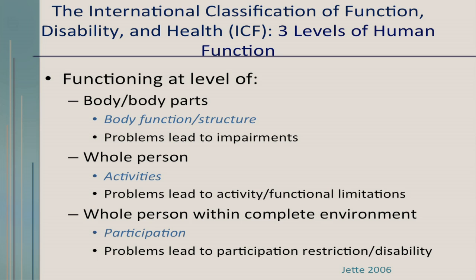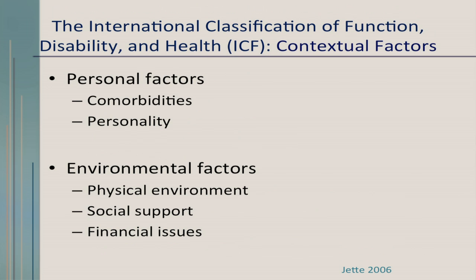There's also in this model the idea of contextual factors, and so this includes personal factors as well as environmental factors. With personal factors, this would be comorbidities. So what are the things that may be coexisting with this patient's stroke, or the things that led up to the person having the stroke, such things as high blood pressure, elevated cholesterol, diabetes, smoking history, those kinds of things.